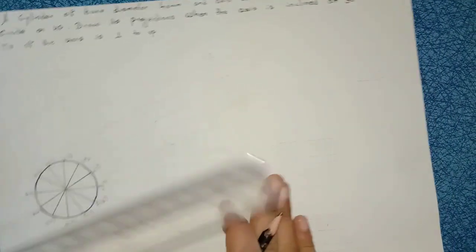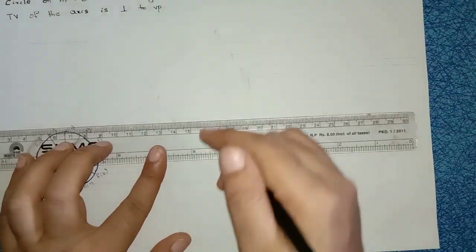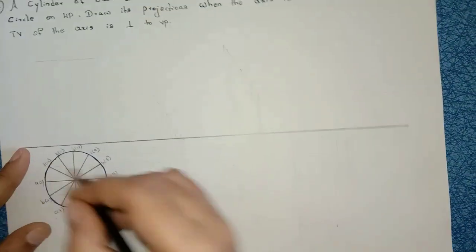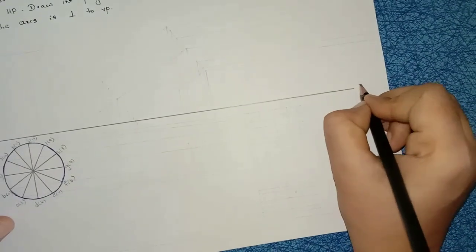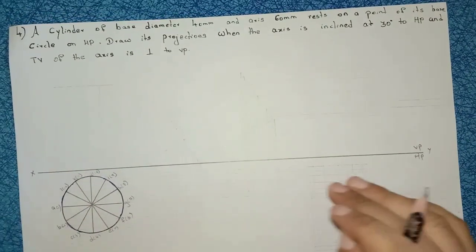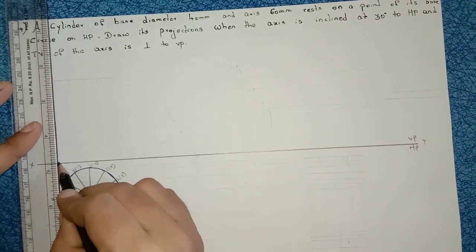Right, now after constructing the circle, leave 5 mm gap and draw the reference line of any length. Name it as XY, vertical plane and horizontal plane. Right, now project all the corners till the reference line.